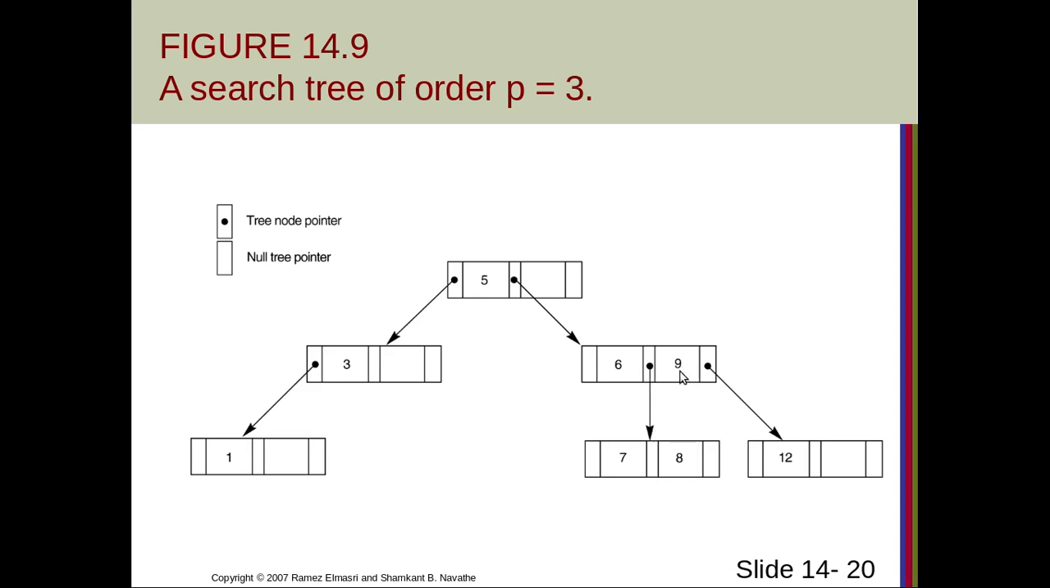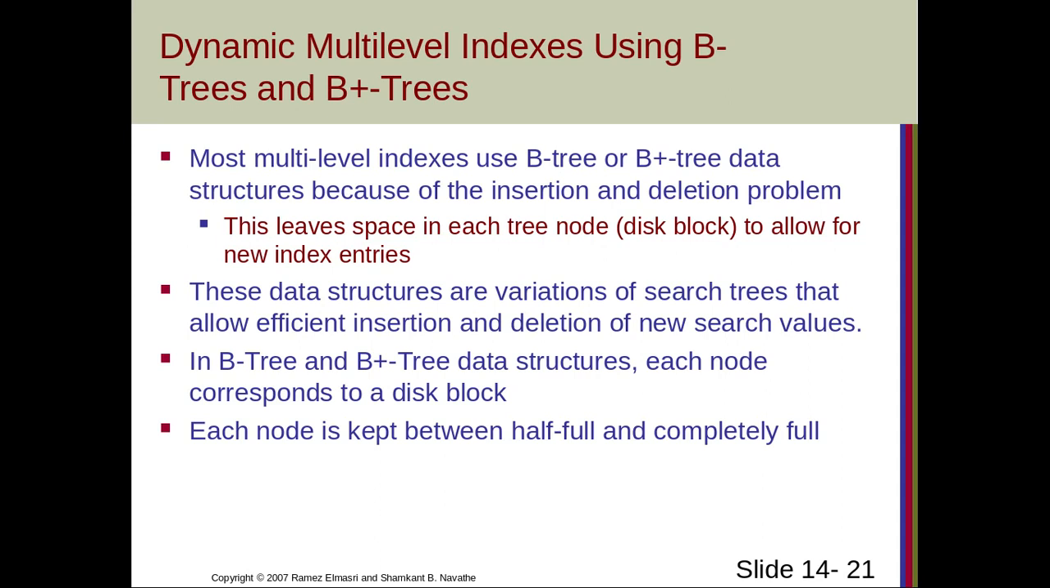So immediately to the right of that 9, you have another subtree in which you have a key which is 12, which is greater than 9. So this is actually a search tree of order 3. P equal to 3 means the number of pointers is 3 and the number of key values for each node is 2. Okay.